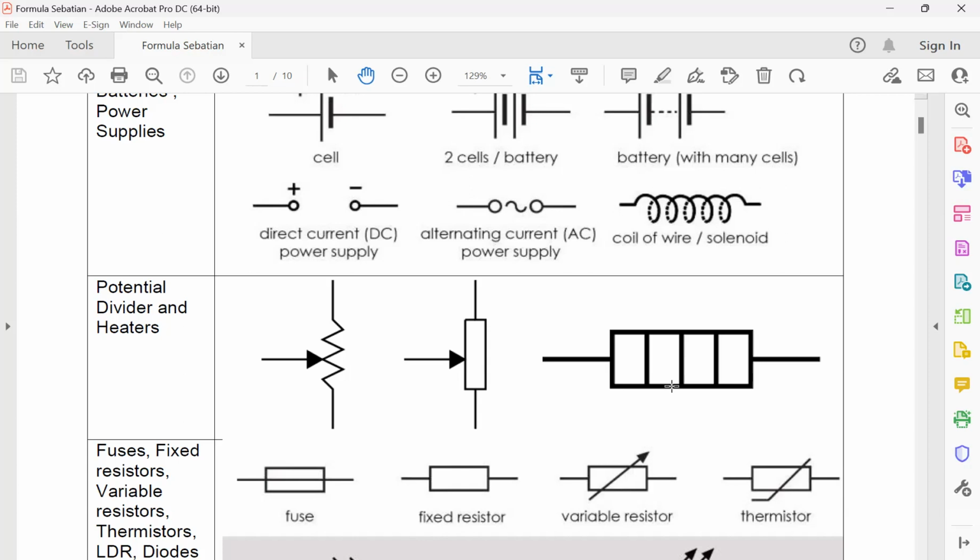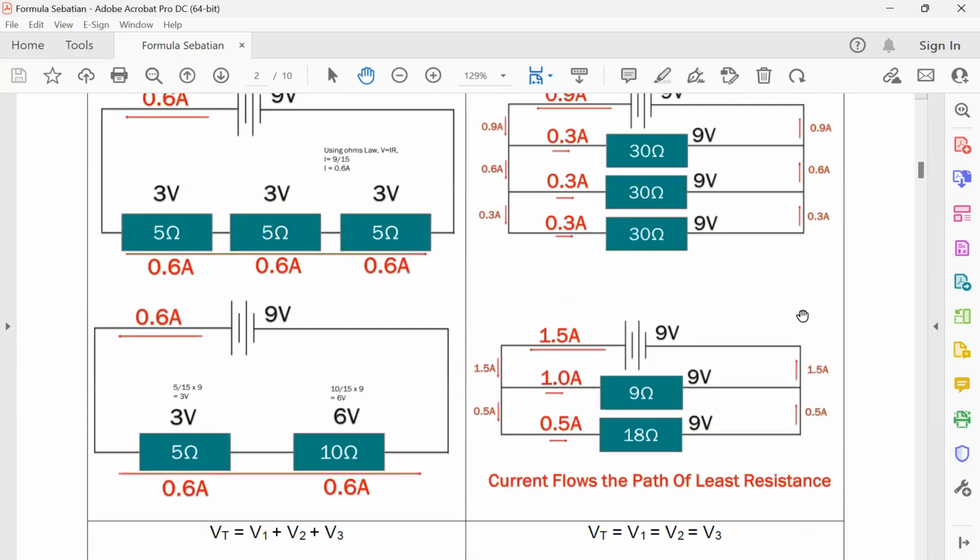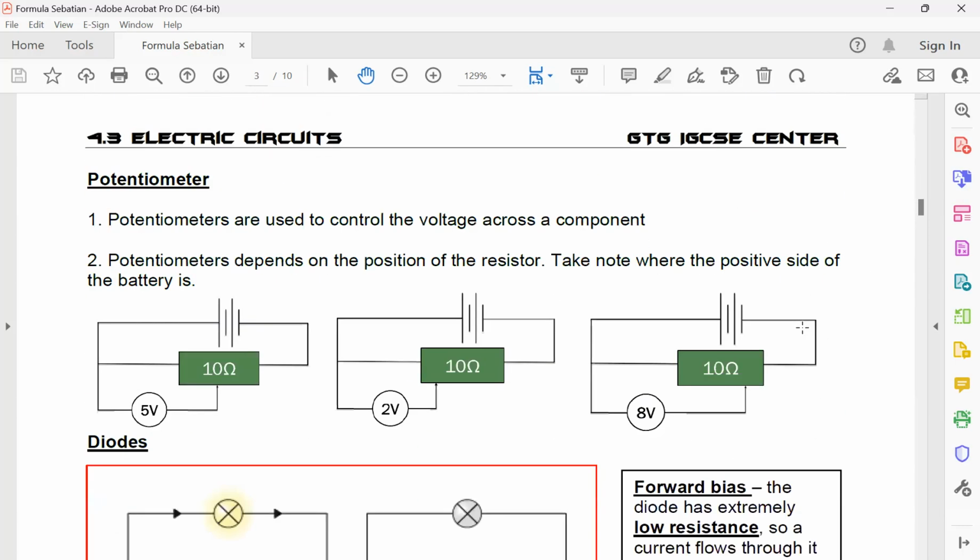Paper six always comes out, this one. It's in your book already. Notes. Sorry, what was the question again? Function of potential divider is to control how much voltage is flowing in a certain circuit.